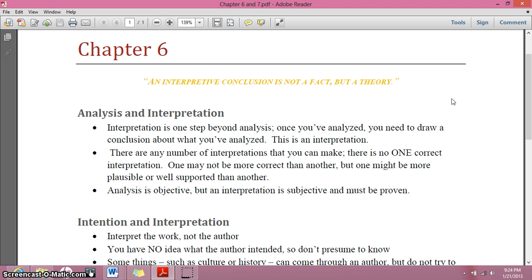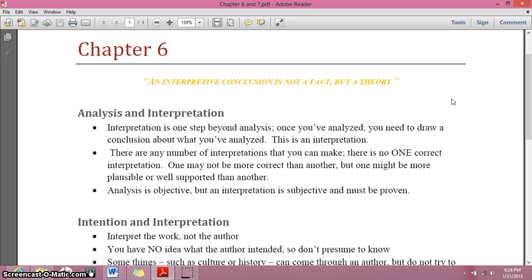One thing you need to keep in mind is that there is no one correct interpretation. There are any number of interpretations that you can make, and it may not be correct to say that one is more correct than another, but one might be stronger or more well supported or more plausible than another. One might be more complex than another. So there are varying degrees of interpretation, I think, but that doesn't mean that one's right and one's wrong.